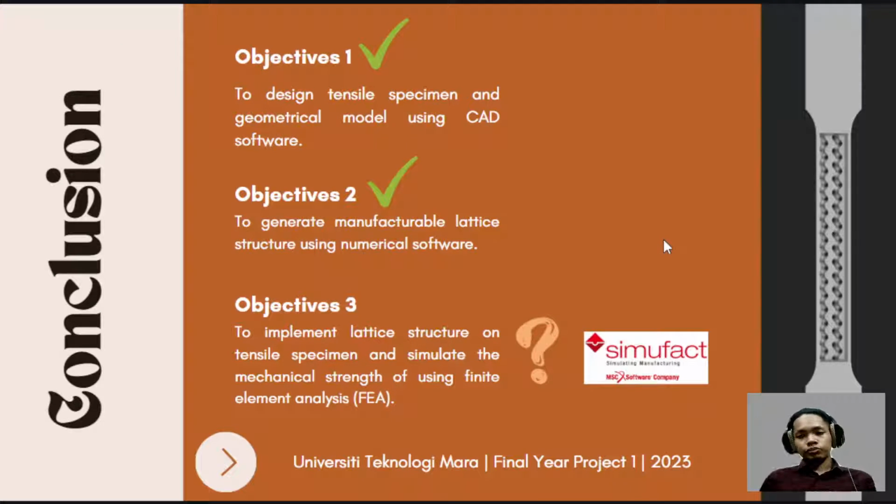For this semester, I have done objective 1 and objective 2. For objective 3, I cannot proceed because Simufact forming needs to buy their license to start the FEA. So perhaps I can continue this study in the next semester, which is final year project 2, to implement lattice structure on the tensile specimen and simulate the mechanical strengths using finite element analysis in Simufact forming.